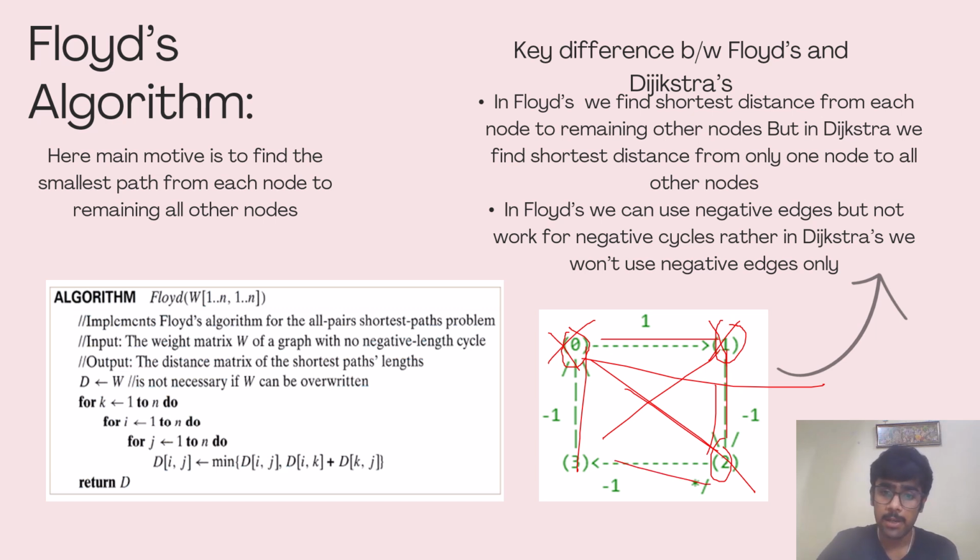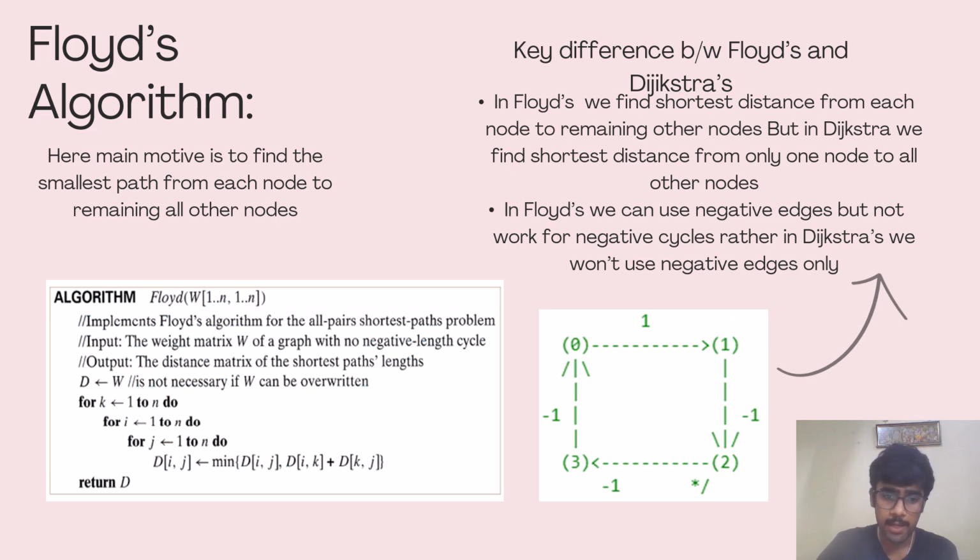But if you take Dijkstra's, the difference is that it takes only a single source node, suppose 0, and finds the shortest path to it from other nodes: 0 to 1, 0 to 2, 0 to 3. It won't calculate the shortest paths from 1 to 2 and so on, it only calculates for the single source.